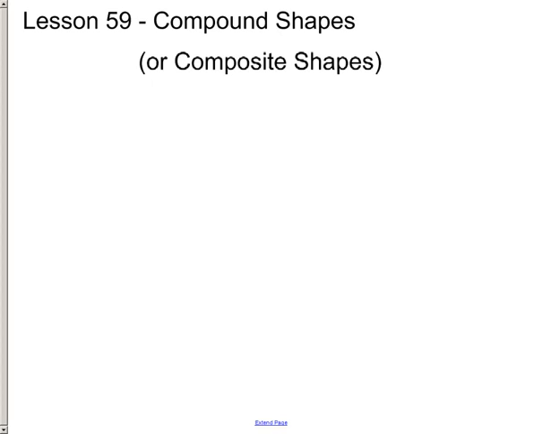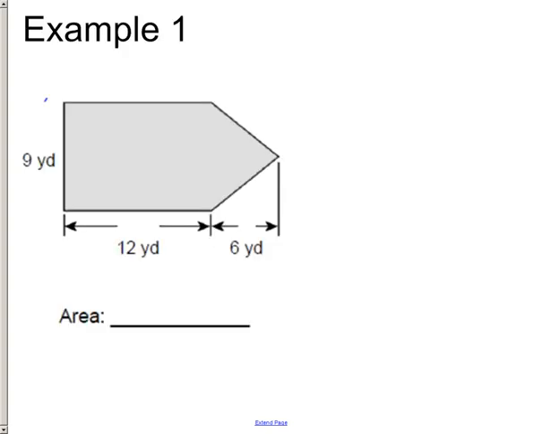We need to take a look at compound shapes. Sometimes they're called composite shapes. It's the same thing. Other times they might even be called compound figures or composite figures. But basically, it's where you take a look at a shape and you see that this weird shape could be broken down into very familiar shapes.